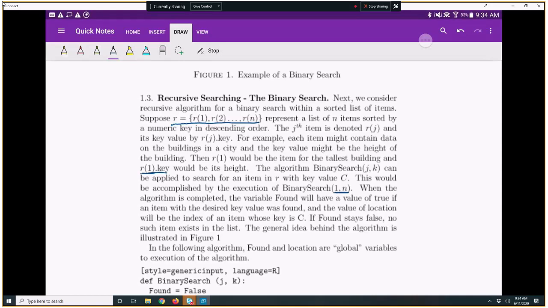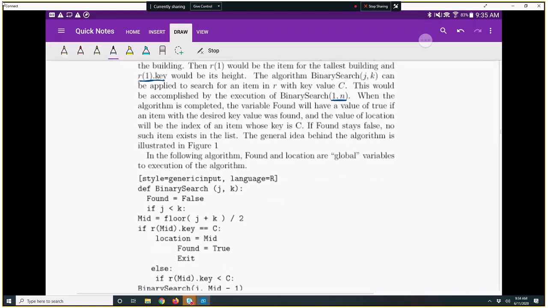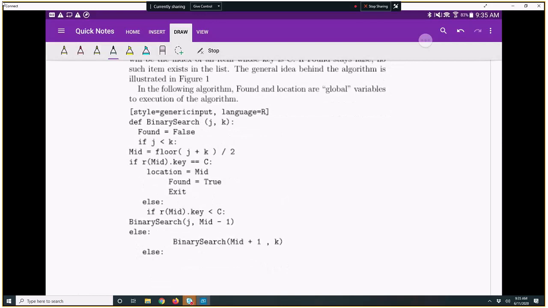So I'm going to go through this algorithm and we'll talk about what it means. At the end of the process, the algorithm will basically spit out a value if it found the desired item, or it will spit out true if it found the desired key, or false if no such item exists in the list. So let's see what this says. So we'd start by saying we want to do a binary search of the set R with the indexes 1 through n.